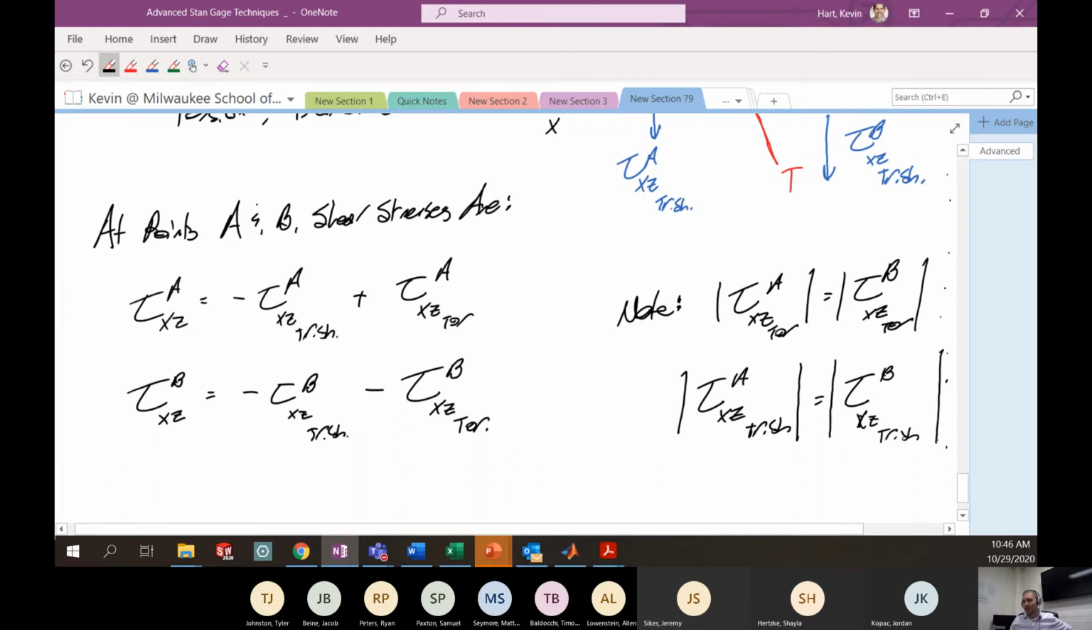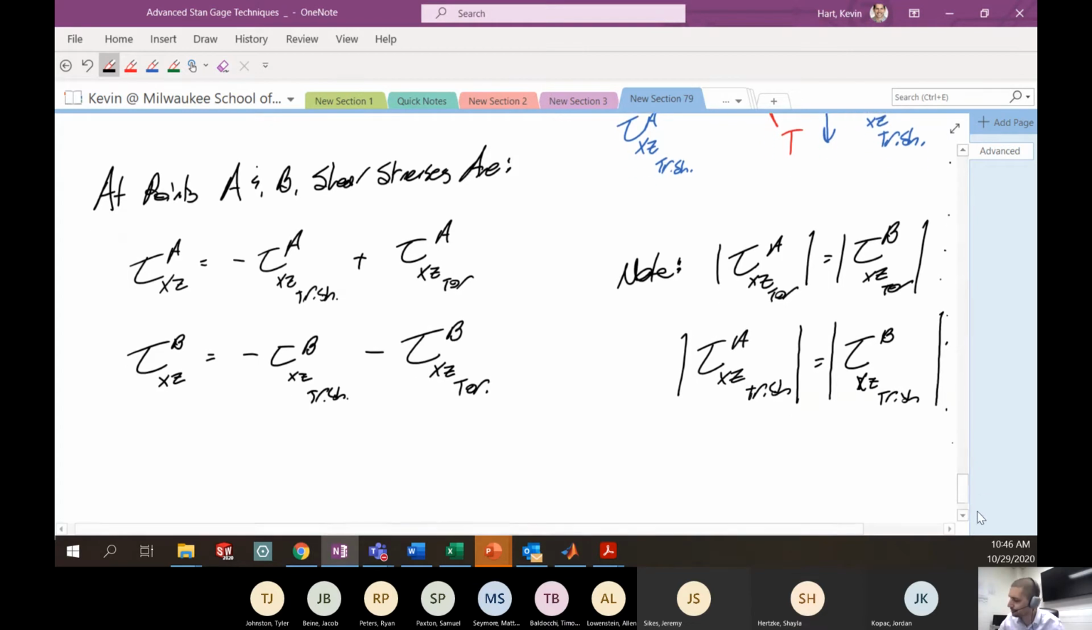Okay, and that's because they're equally distant from the center, and the transverse shear is acting equally on both sides. Hopefully we understand that. Okay.